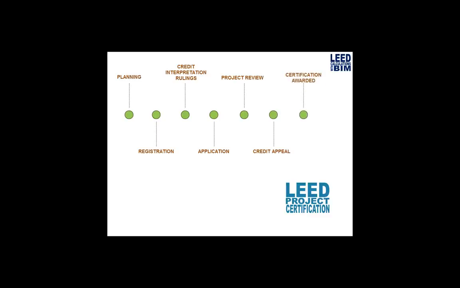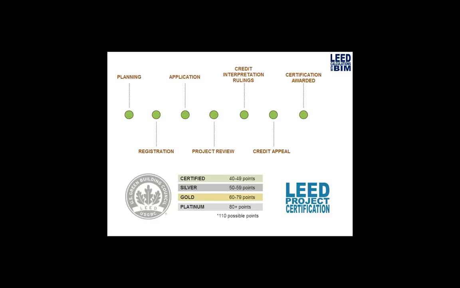And then the last step is pretty much you're awarded your certification. If they've deemed that everything is copacetic and you have all your requirements filled out, then you get a level of certification based on the number of points that you've achieved out of a possible 110, from certified to platinum. And then if you would like, you can purchase a plaque.